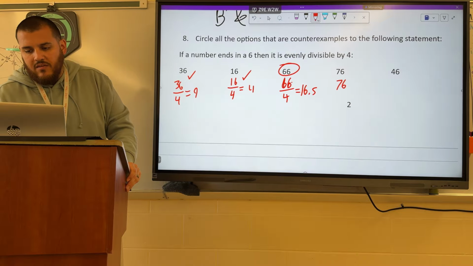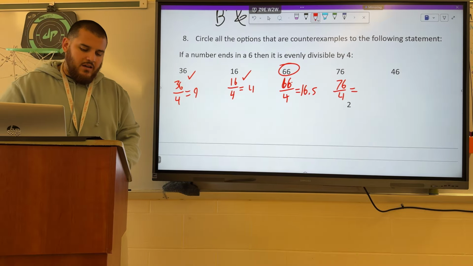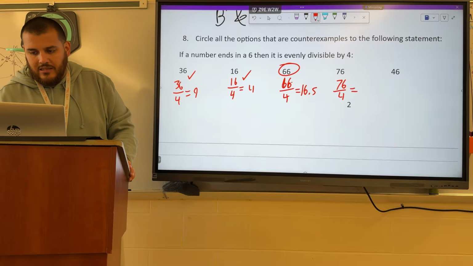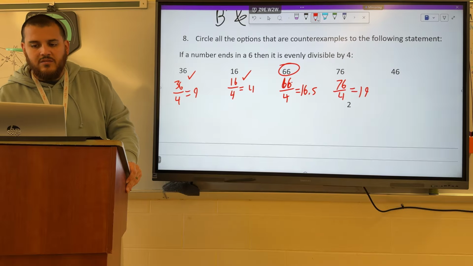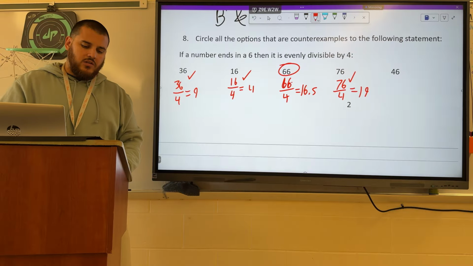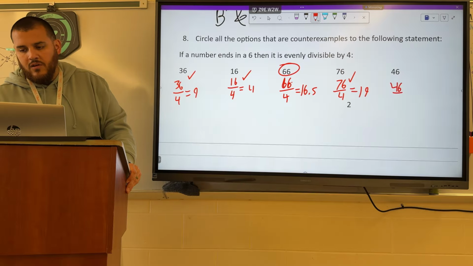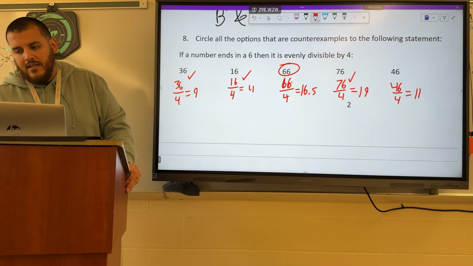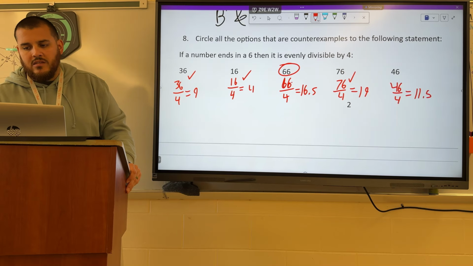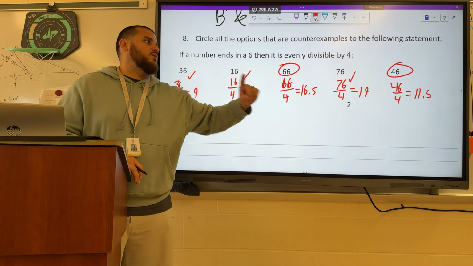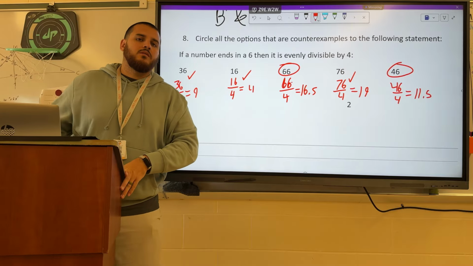When we divide 76 by 4, we get 19. That is a whole number that is evenly divisible. That supports the conjecture. When we do 46 divided by 4, we get 11.5. That is not evenly divisible. That does not support it. So 66 and 46 are counterexamples to this conjecture.